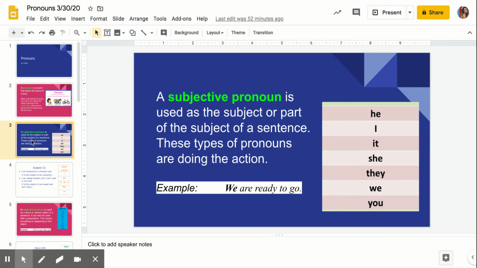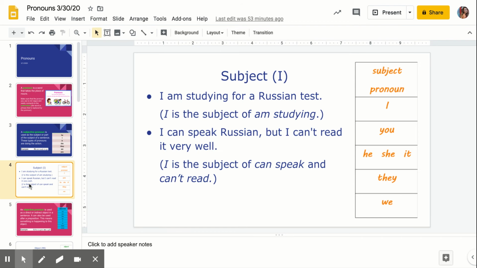Subjective pronouns are always found at the beginning of the sentence, or typically you can find them before the verb. Wow, that is so shocking. It's like the subject is in the beginning and a subjective pronoun is in the beginning. That's a really quick and easy way to remember that. Let's go ahead and look at some examples on subjective pronouns.